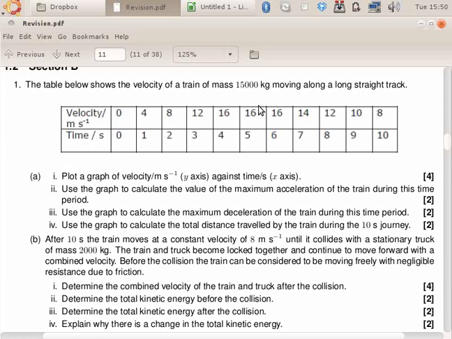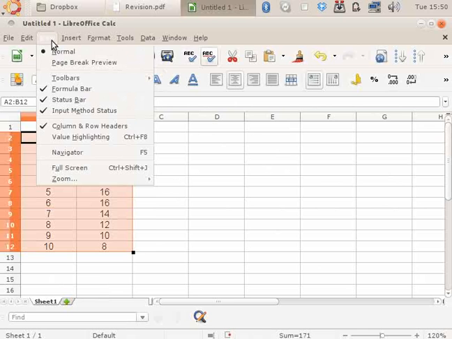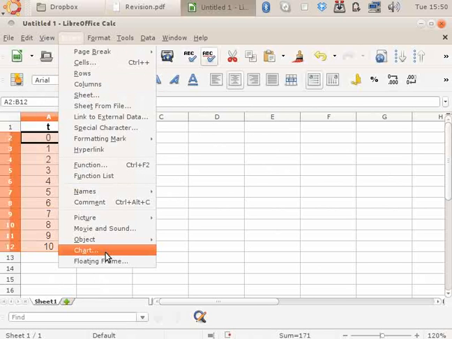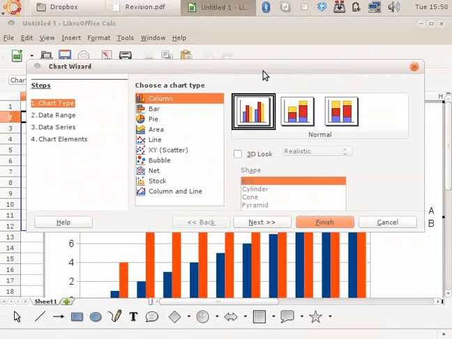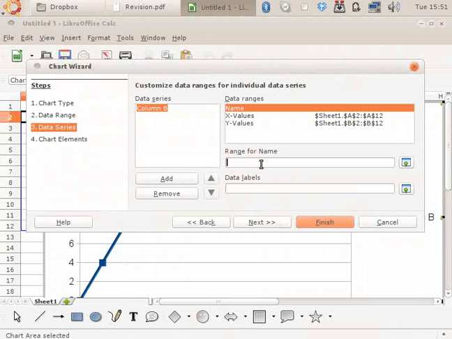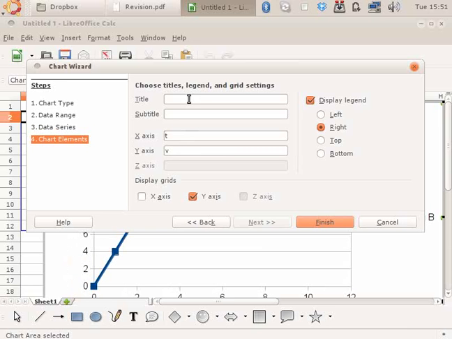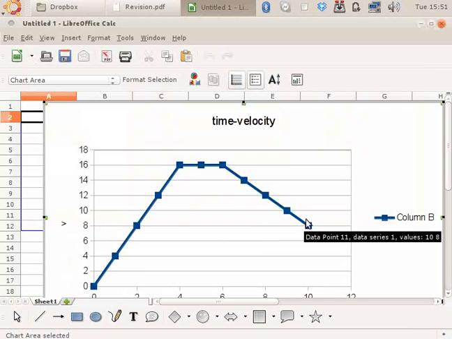Now, to make life easier, I'll just get Excel to draw it for me. Insert, chart, scatter. I want it like this. So the data labels name for range. Okay. So there you go. There's the graph.